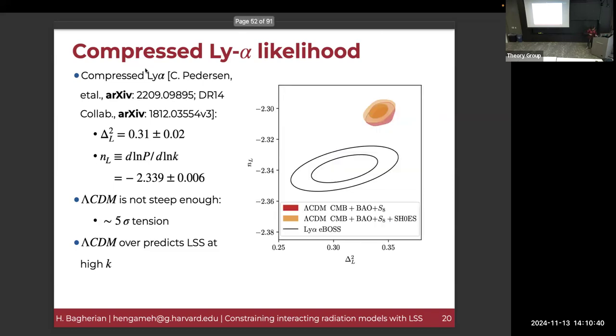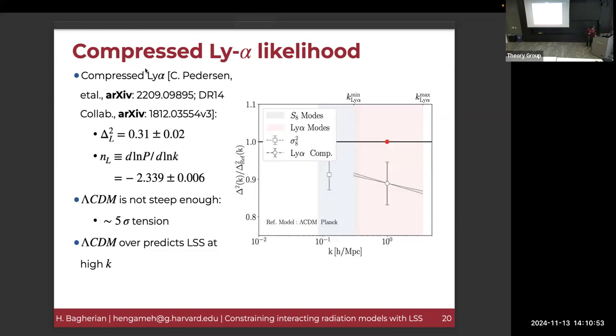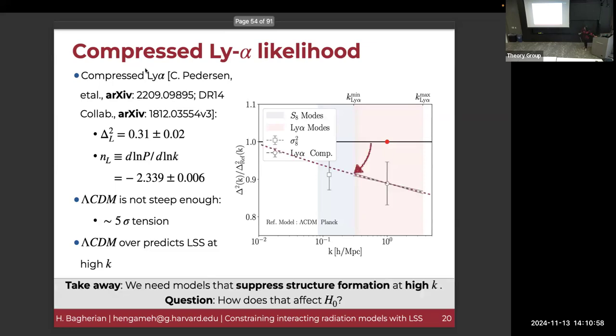And what you see from here is that this is where Lyman alpha wants to be, and this is a fit of lambda CDM to the Planck data. This is telling you that lambda CDM is not steep enough to reach the data that you want. If you go back to the matter power spectrum plot that had everything on a reference point, the Lyman alpha data looks like a value and a slope at the 1 megaparsec scale. And again, a model that predicts less structure can basically alleviate the tension here.